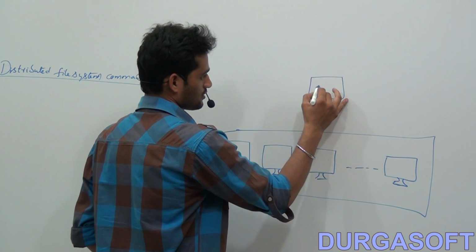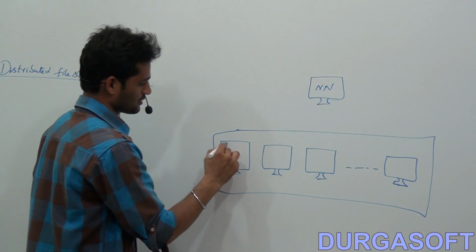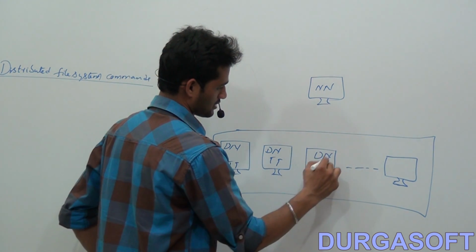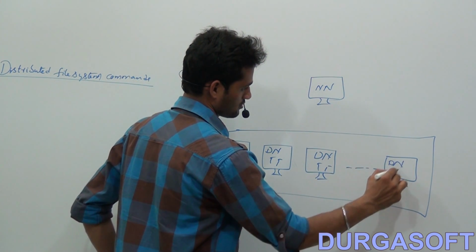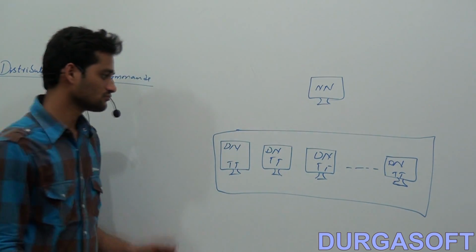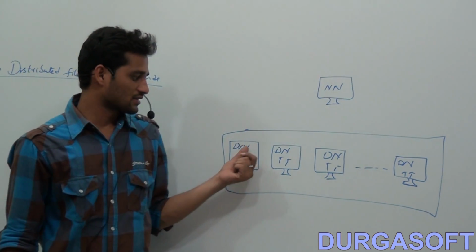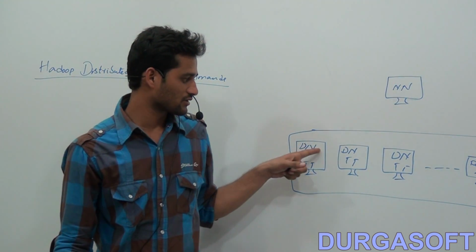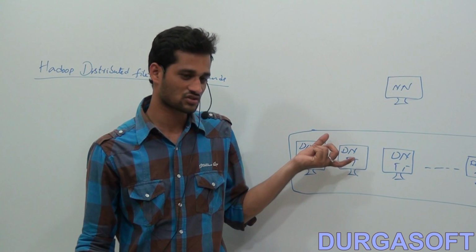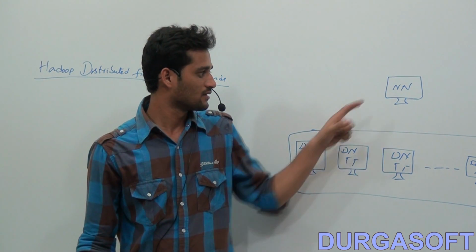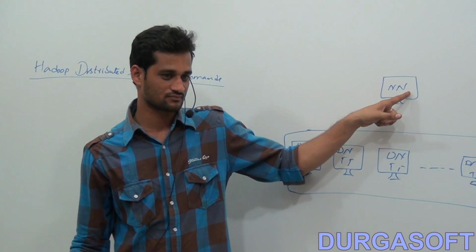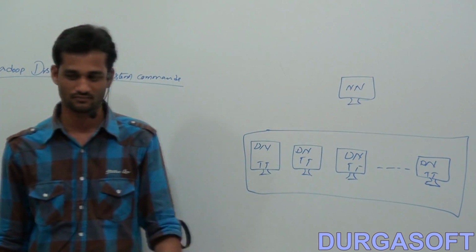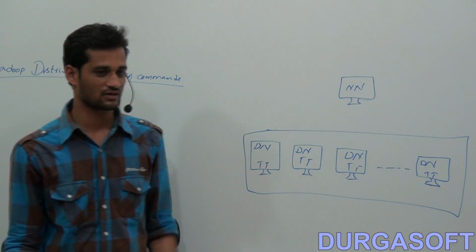Just say that this is the name node, data node, task tracker, data node, task tracker, data node, and task tracker. Basically, we are keeping the actual data in data nodes, which hold the actual storage capacity. But here in the name node we are keeping metadata, for the blocks which we are storing in different data nodes.